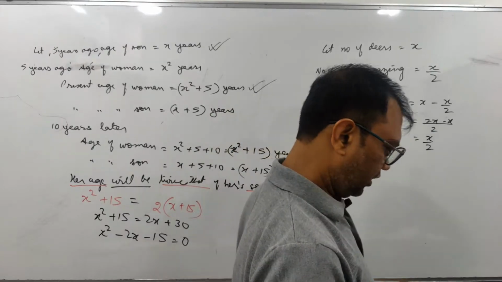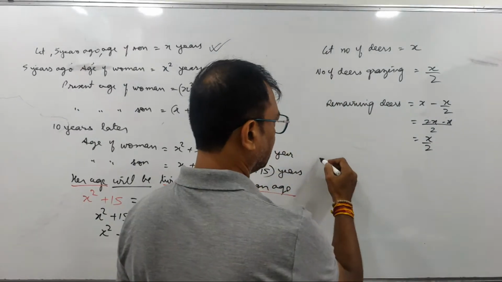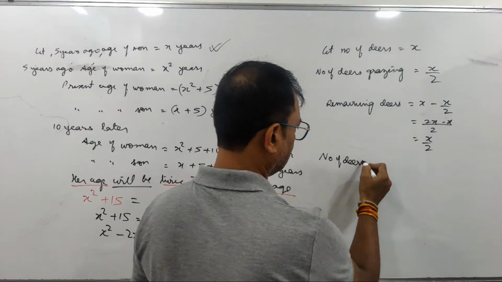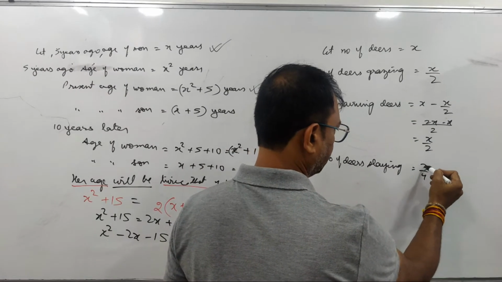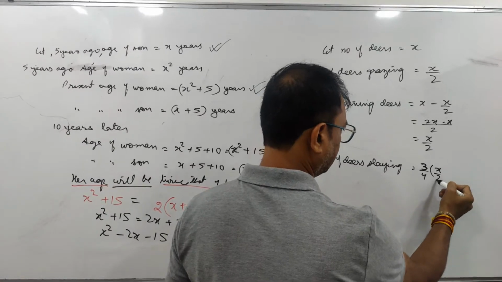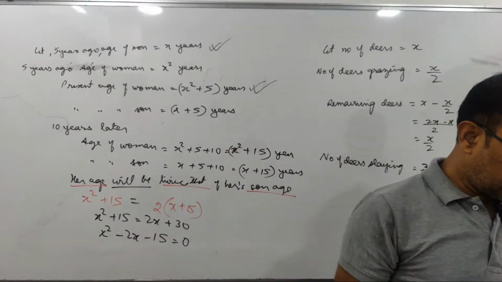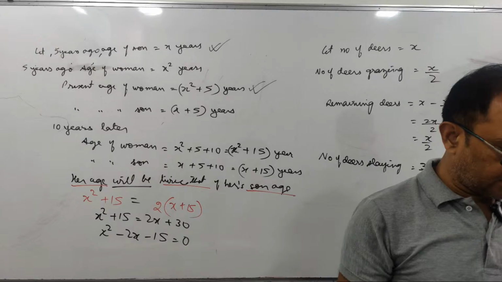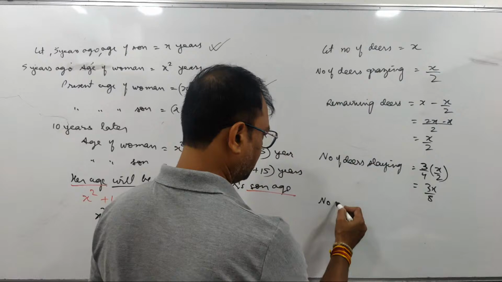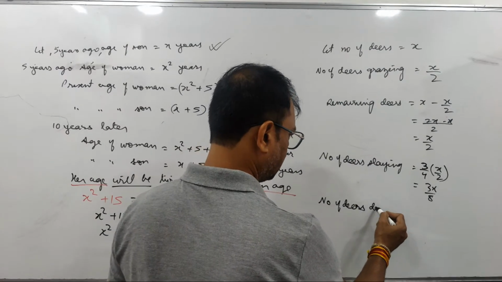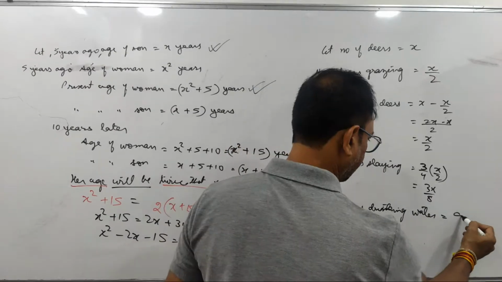Now 3/4 of the remaining are playing nearby. What is the other activity? Playing. So the number of deer playing is equal to 3 by 4 into x by 2. So multiply, 3x by 8. The rest 9 are drinking water. So what is the next activity? Drinking water. The number of deer drinking water is equal to 9.